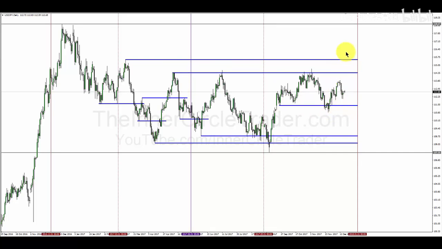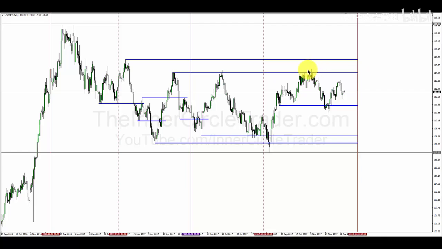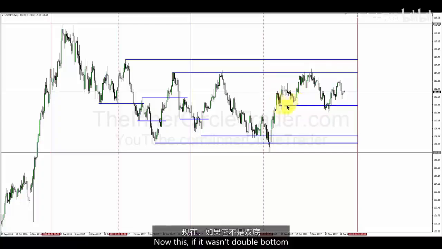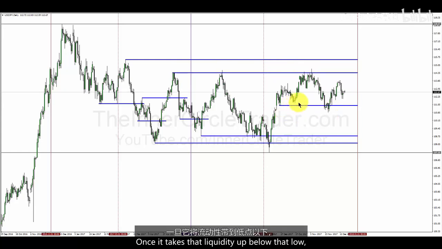So from a higher time standpoint, basically all you're going to be looking for are obvious double tops and double bottoms and single highs and single lows. And where the market most recently came from, just find the opposite direction where the liquidity would be, below the lows, right here. Now this, if it wasn't a double bottom or equal lows like this, say this was not a low, this would be sufficient enough because that's where sell stops would be. After running buy stops above here, the market's going to go lower, seeking what? Liquidity. Once it takes that liquidity out below that low, it's going to do what?